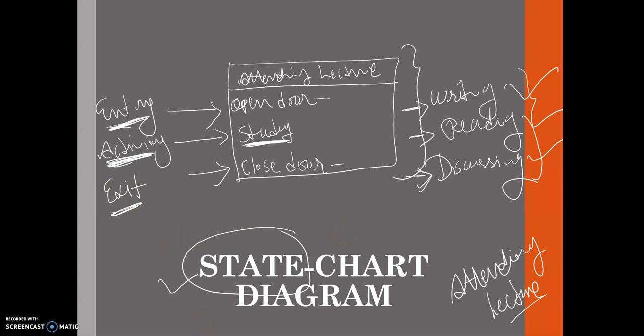Few things you need to keep in mind. Entry point is always there, exit point is always there. In between are some activities, a single activity or multiple activities, and if multiple activities, we consider them all as states, right? So this is just an introduction of the state chart diagram.